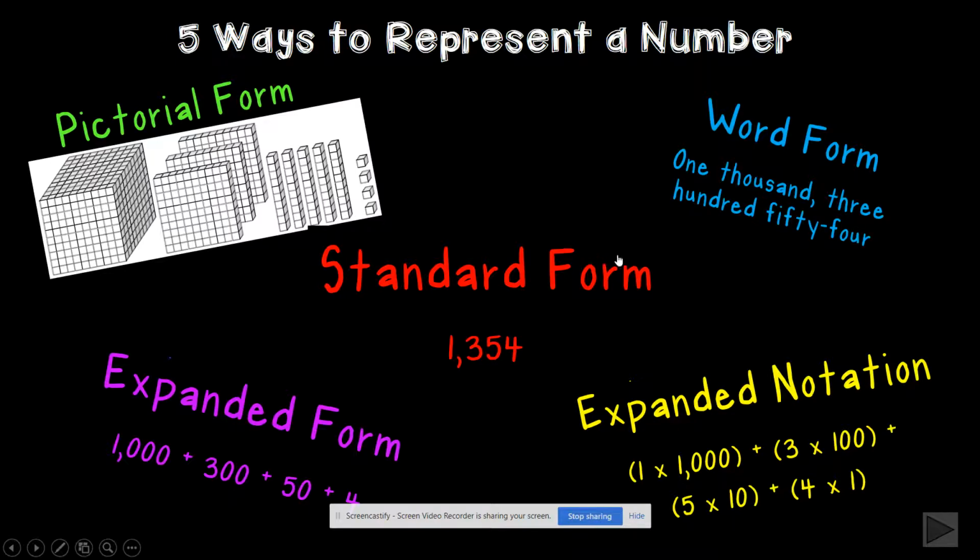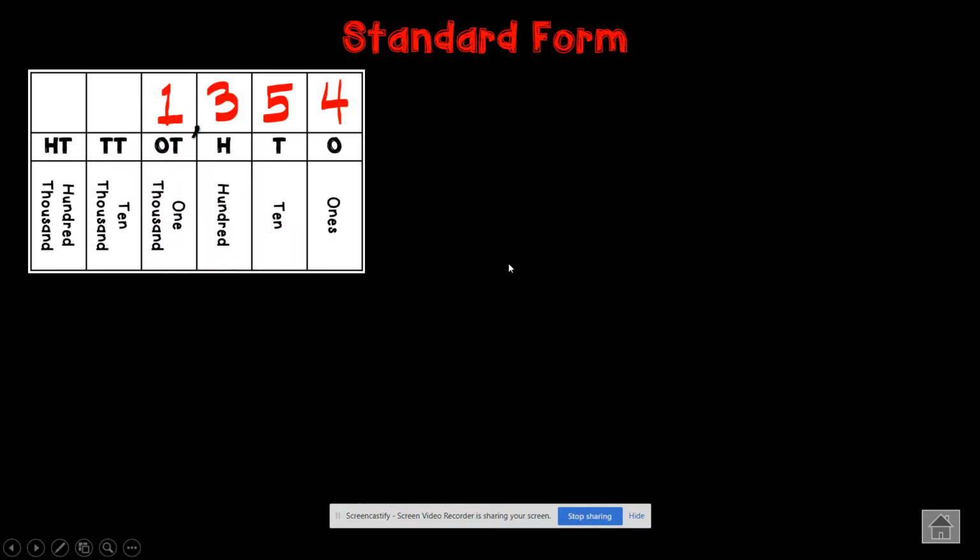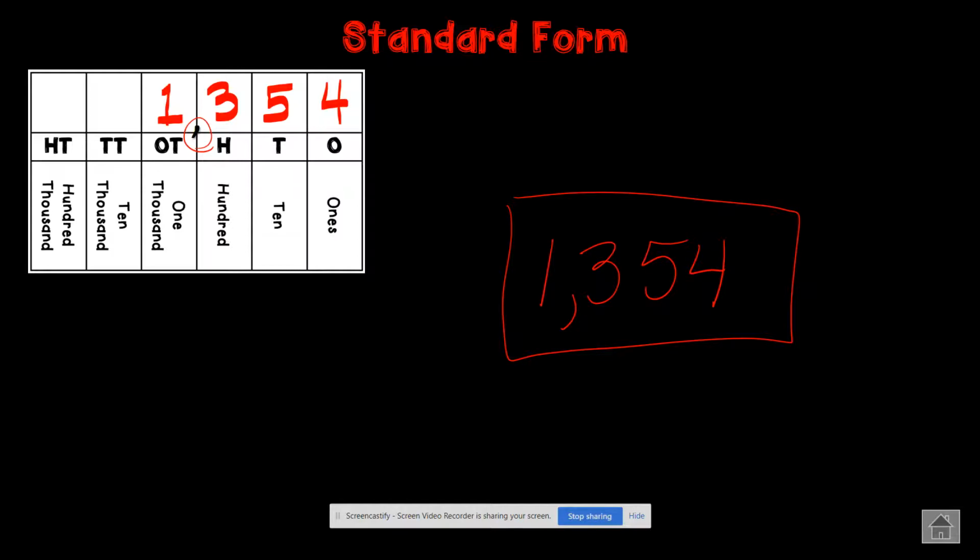Let's go into a little bit more detail over each of these ways to represent a number. Standard form, again, is simply taking this number out of the mat and writing it down. Stand up and write it down, 1,354. Remembering to put our comma in where it belongs. And we've now written this number in standard form.